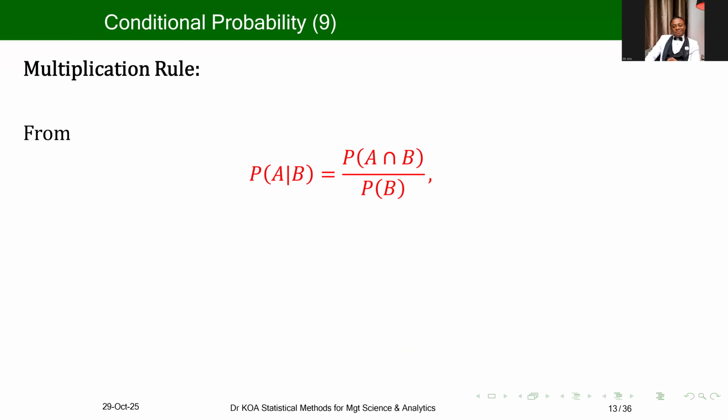Let's look at the multiplication rule under conditional probability. We know that this is the formula for conditional probability: the probability of A given B is the probability of A intersection B relative to the probability of B. We know this, we've seen it 100 million times. Now, if you cross multiply, the probability of A intersection B is the probability of B times the probability of A given B.